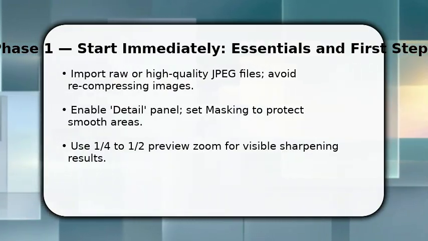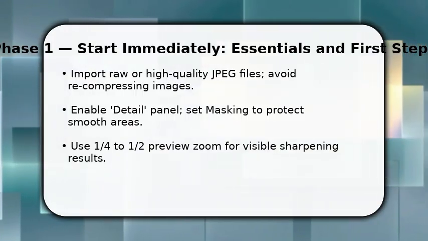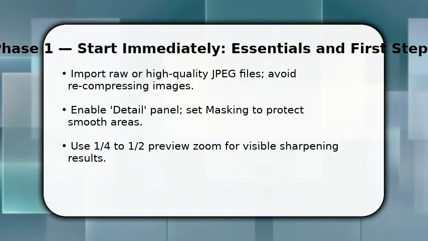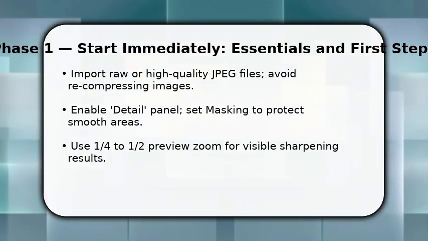Increase amount slowly, use radius around 0.8, 1, 20 for typical portraits. Make sure to hold Alt or Option while dragging masking to see where sharpening applies. This prevents noise amplification in smooth tones.